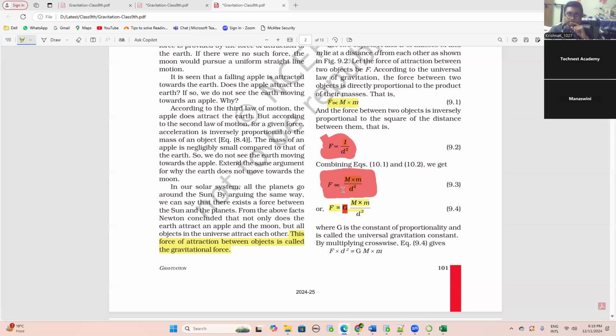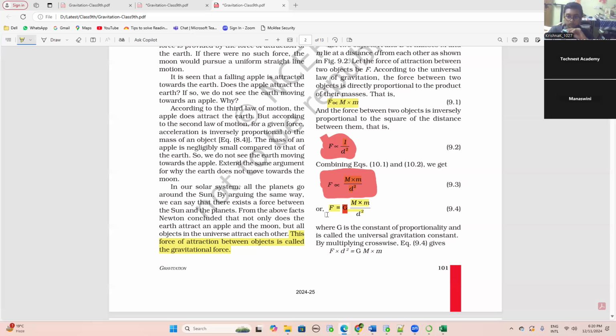So when you are doing mathematical calculations, you cannot use this proportionality symbol. You have to use the equal to sign. So to remove this, I have given the equal to sign. But in the entire physics, whenever we remove the proportionality sign, we give a constant along with it. That is the reason we have this constant capital G here, which is known as the gravitational constant.